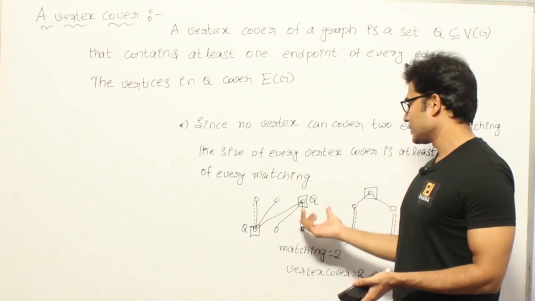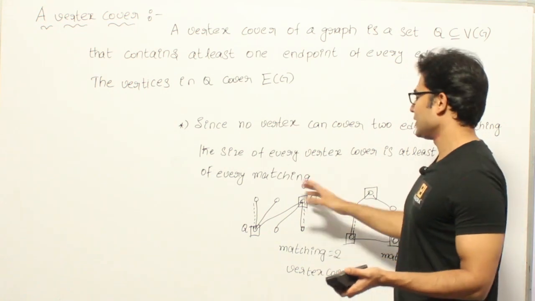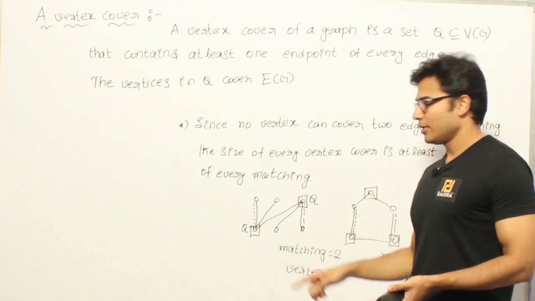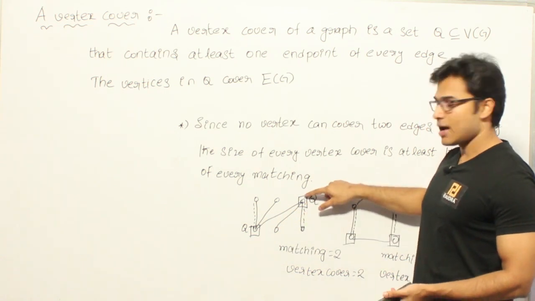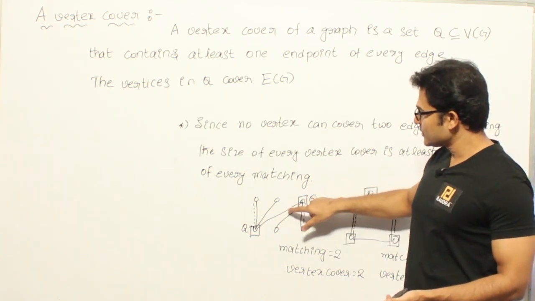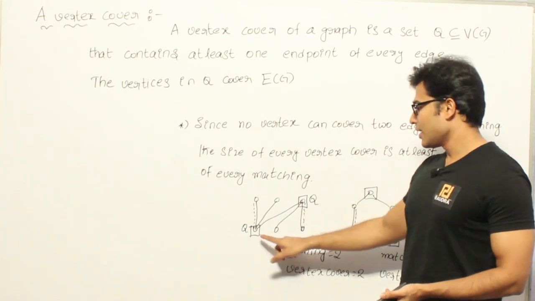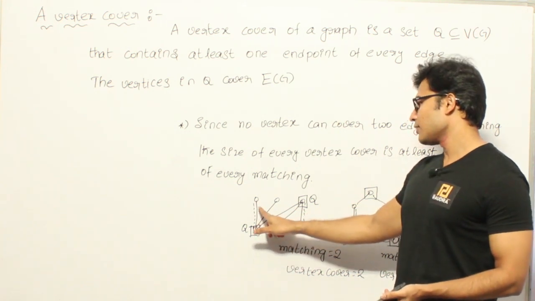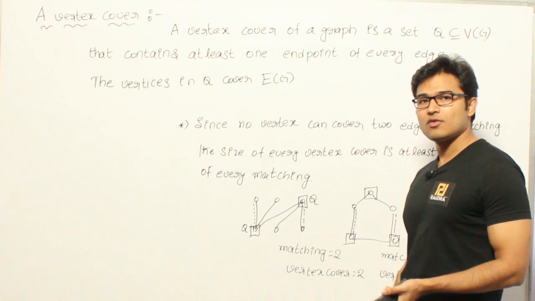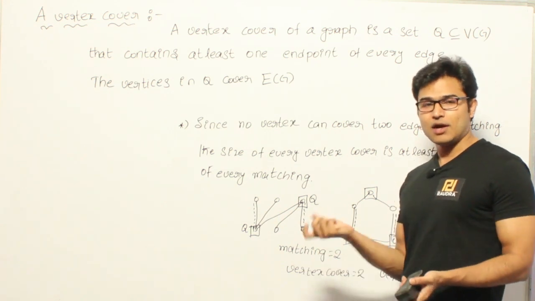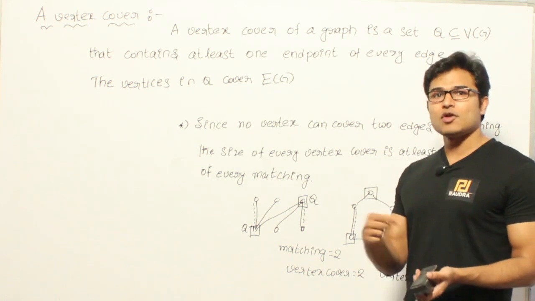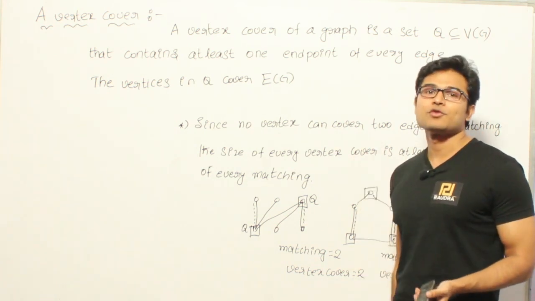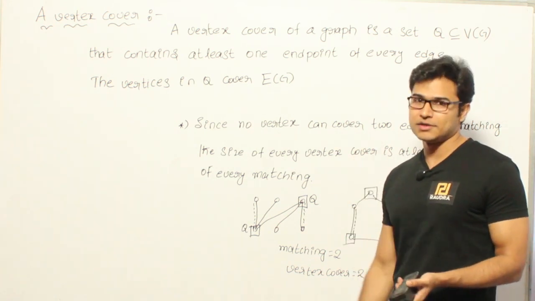Now let's take this graph, this example. If I take this vertex, I'll be able to cover this edge, this edge, this edge, right? And if I take this vertex, I'll be able to cover these two edges. That is how vertex cover is. So you have to select some vertices in such a way that you cover all the edges. Covering all the edges means that the vertex should be one of the endpoints of the edges, right?